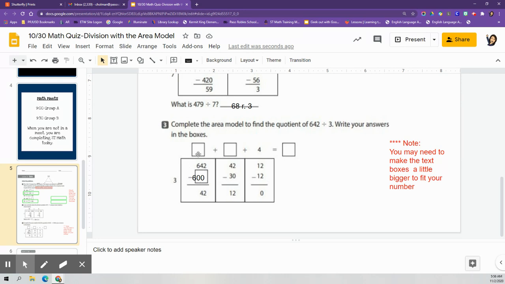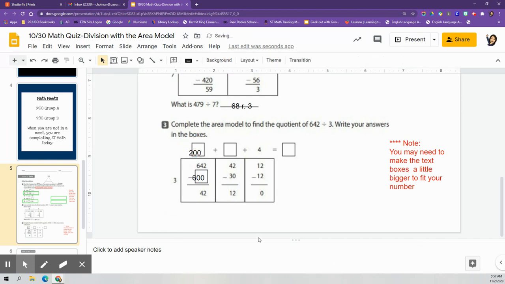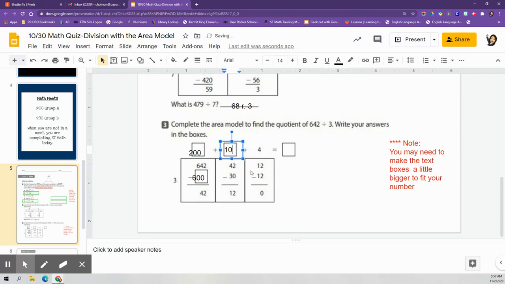So now I have to ask myself, what do I multiply 3 by to get to 600? And a lot of you said, well, I know if I multiply 3 by 2, I get 6, and then I need 2 more powers. And so again, that's 2 points that I've already answered right there. And now I have 42 left over, so I'm going to move it over here. And now the next part is, what do I multiply 3 by here to get 30? And the answer is 10, right?